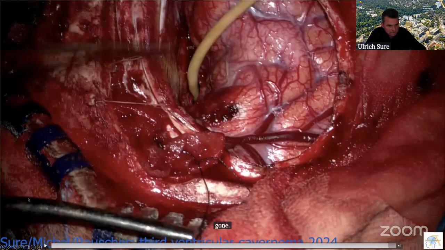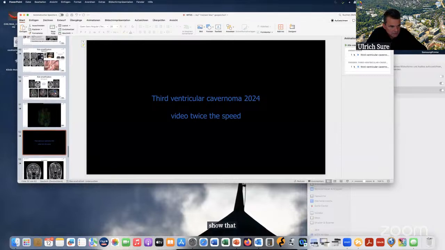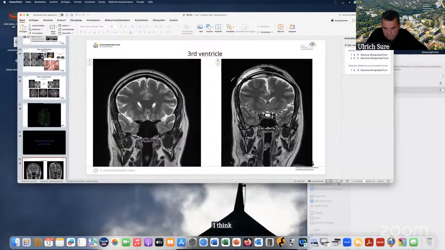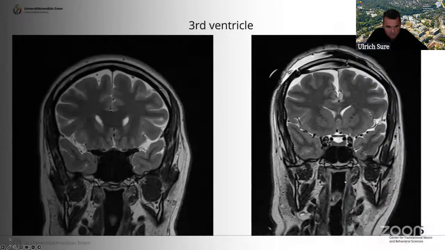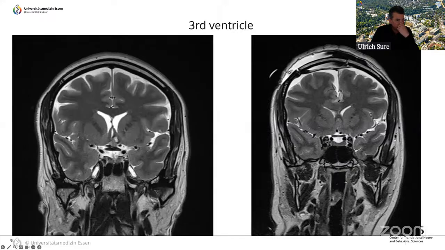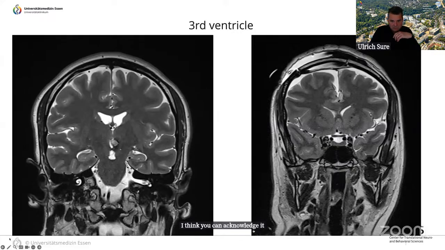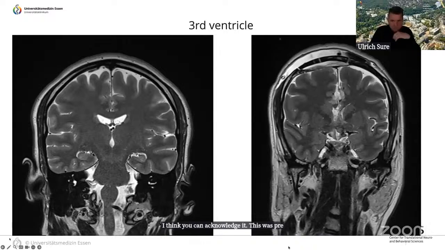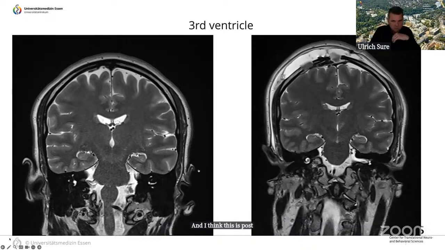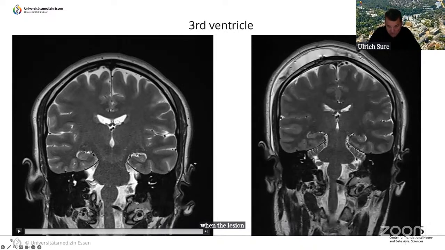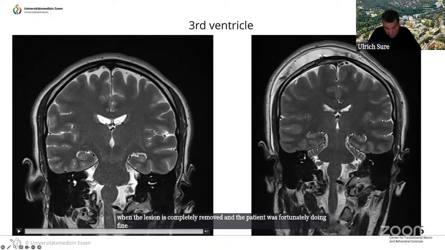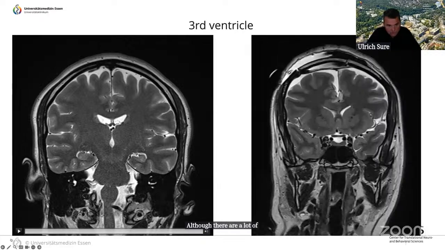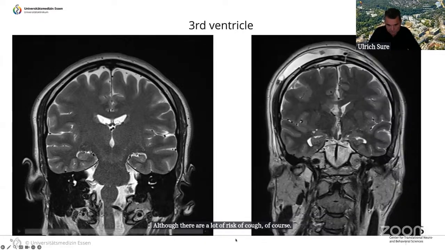I'll show that. I think you can acknowledge it. This was pre, and this is, I think, post, when the lesion is completely removed, and the patient was fortunately doing fine, although there is a lot of risk, of course, due to the localization.